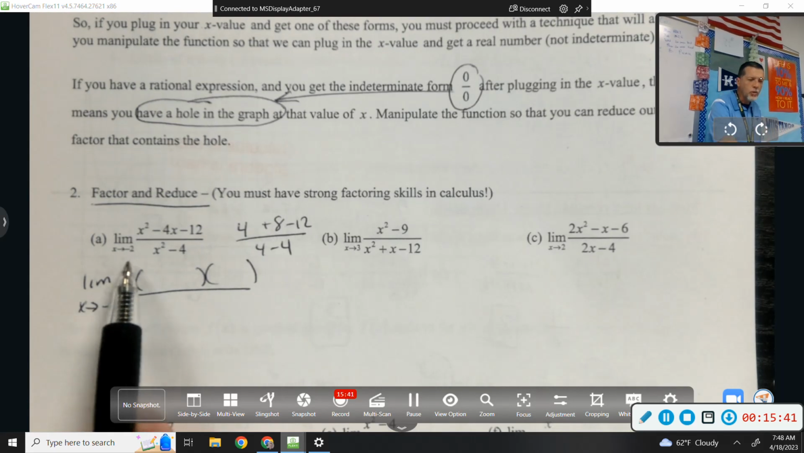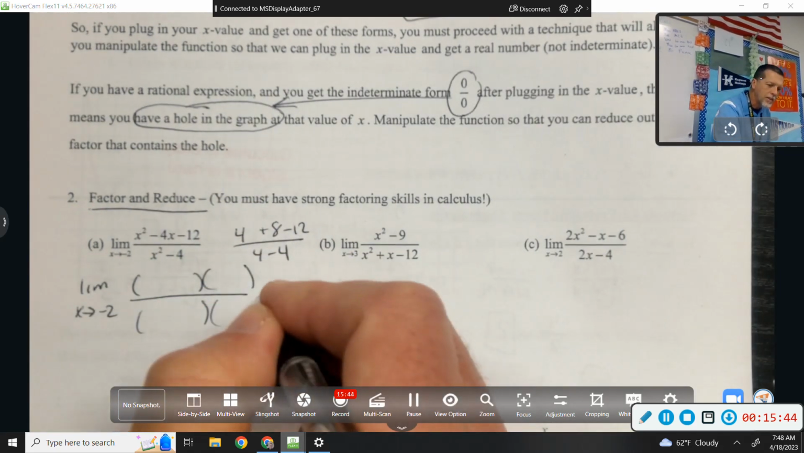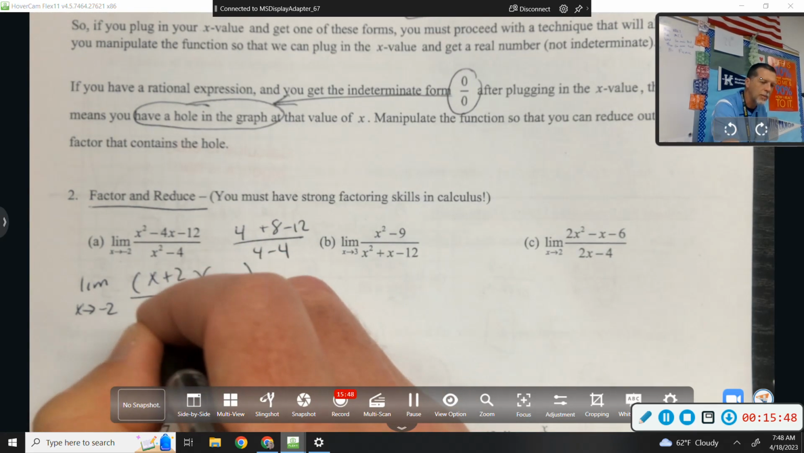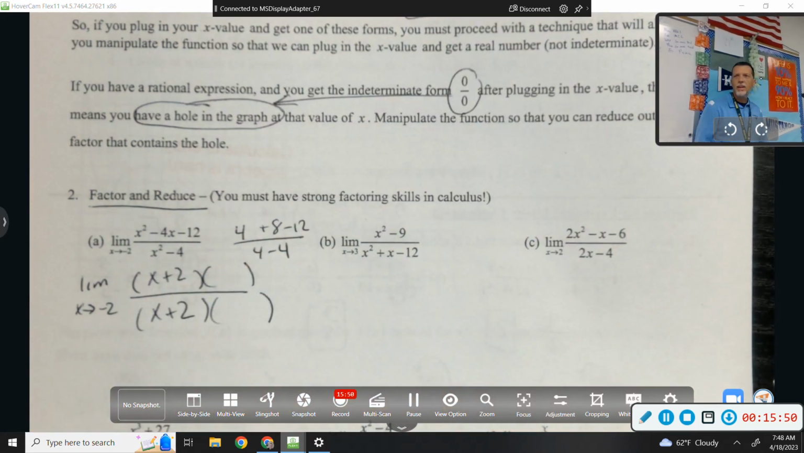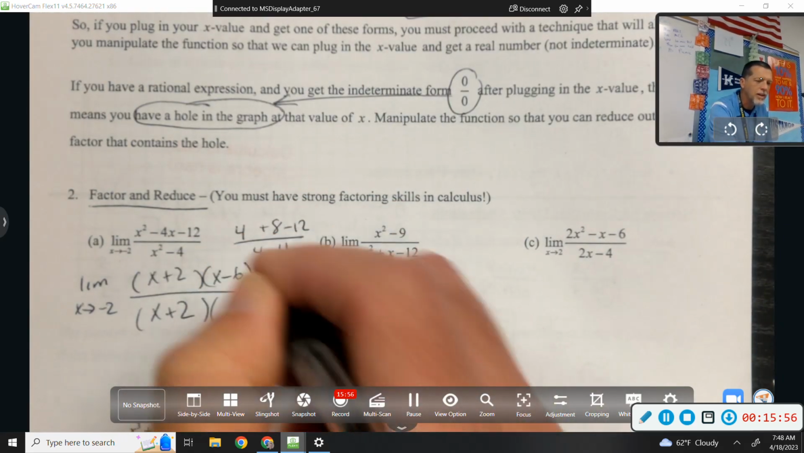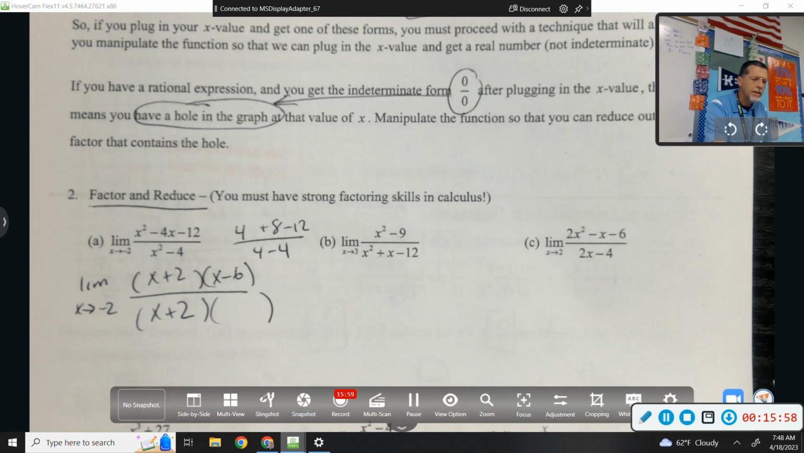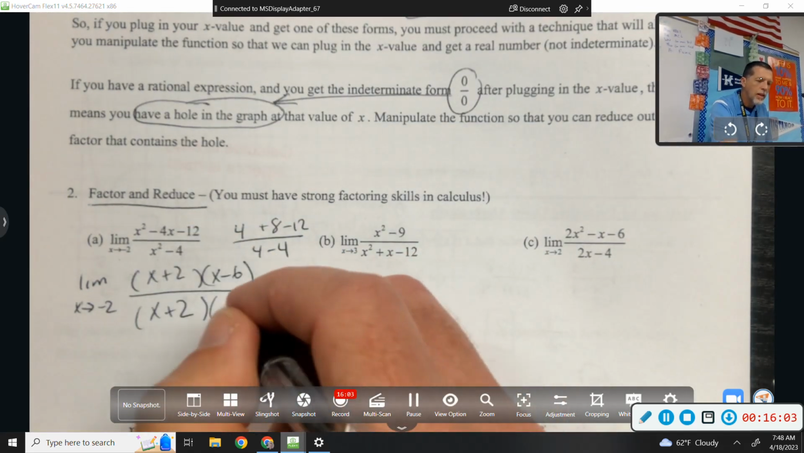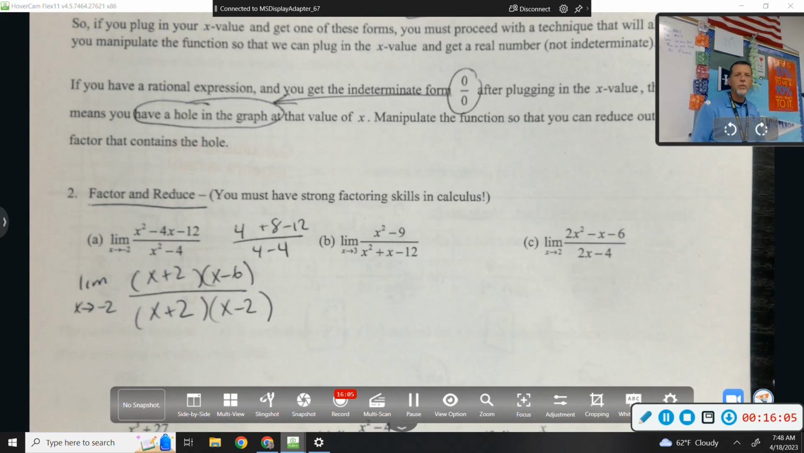If negative 2 makes the top and bottom 0, that means x plus 2 is a factor of top and bottom. So there's some built-in factoring hints if you know what you're doing. Hopefully you don't need them for problems like this, but let's see, x minus 6 and x plus 2 would work. x plus 2, x minus 2 in the bottom. So we can cancel the x plus 2s.